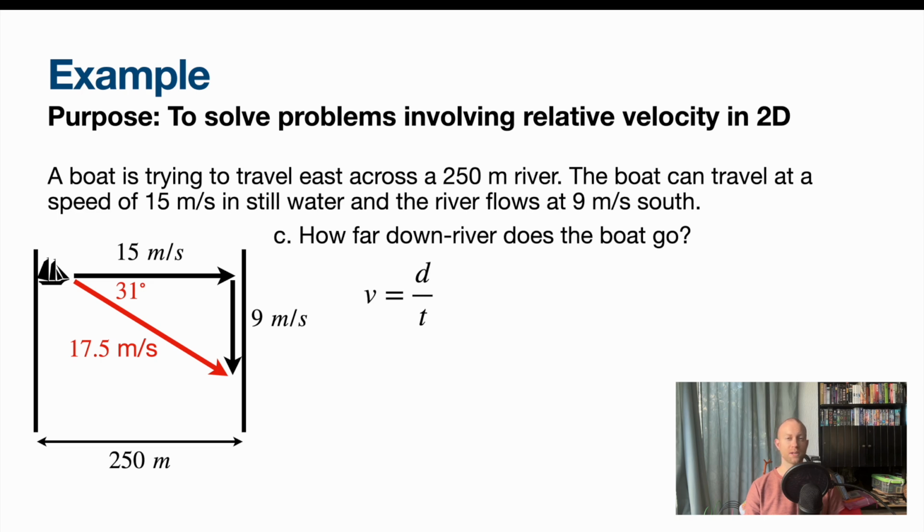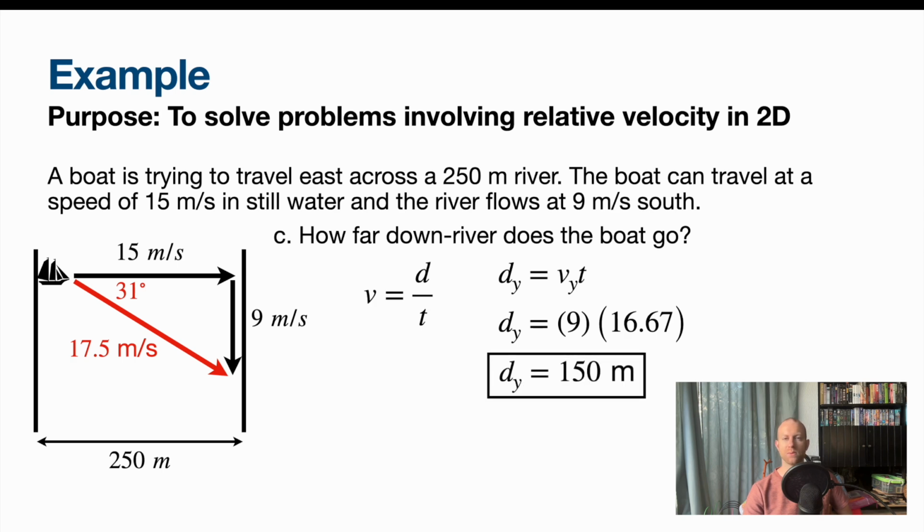How far downriver does it go? So in the y direction, again, I'm going to rearrange this equation, and now we're solving for the y components. So we have the y velocity, we have the total time. We plug in those numbers, multiply them together, and you get your distance in the y direction that you traveled is 150 meters. Now, if it asks for displacement in the y direction, you'd have to put direction here, but it just says how far.